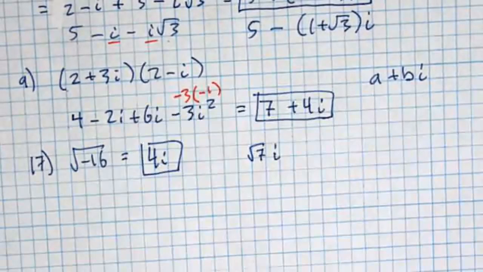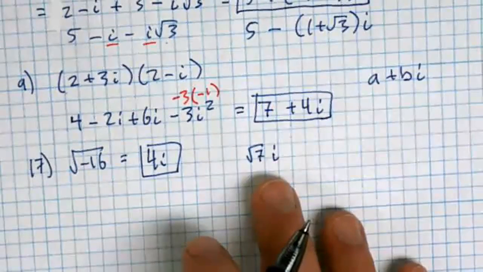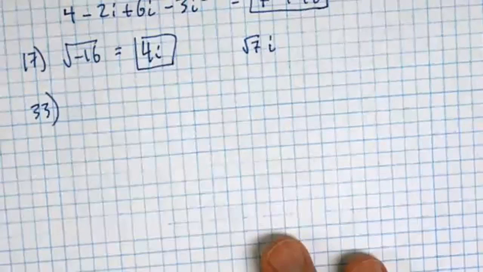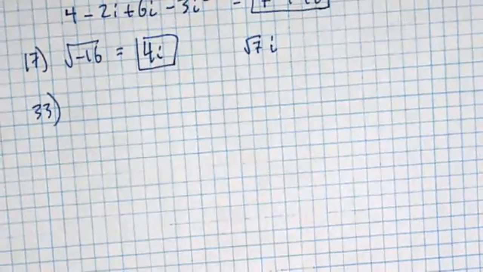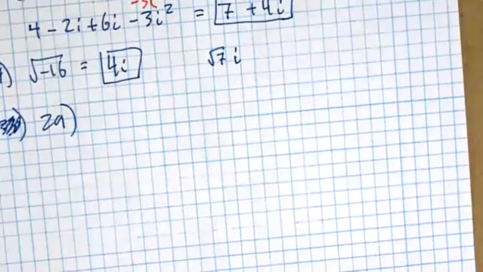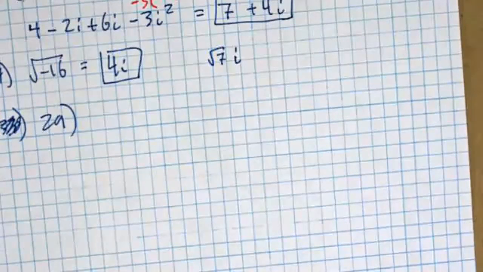About to move on to 33. This is the part you don't want to miss. 33, the division of these. Wait, did we not do 29? We've got to do 29 first. That'll help us with 33. You definitely don't want to miss 29 either, because it's going to apply directly. This is the main reason we're doing this today.